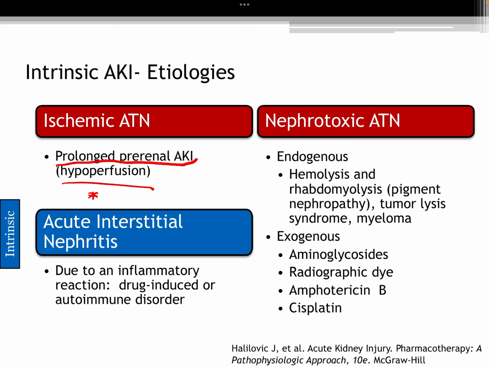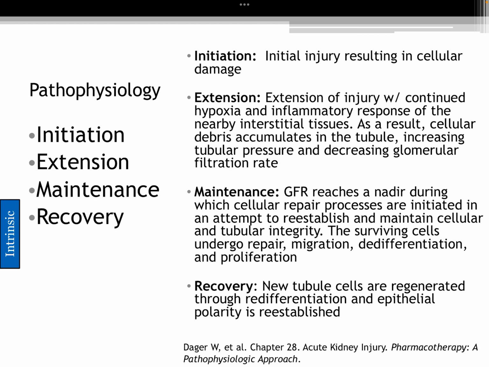Next, you have nephrotoxic ATNs. So these can be either endogenous or exogenous nephrotoxins. We'll talk about each of these here in a moment, but let's first take a step back and talk a little bit about ATN's pathophysiology. So the pathophysiology of ATN falls into four different phases: initiation, extension, maintenance, and then recovery.